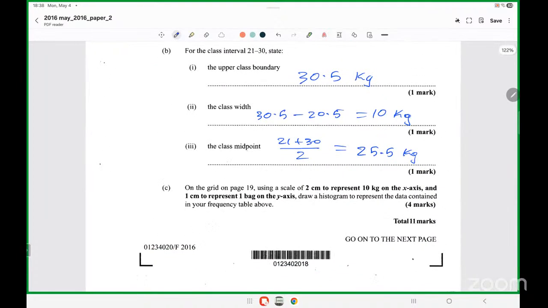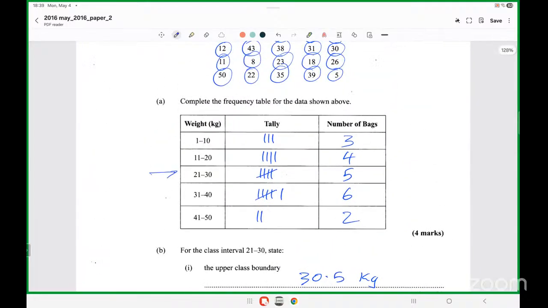It says on a grid on page 19, use a scale of 2 centimeters to represent 10 kilograms on the x-axis and 1 centimeter to represent one bar on the y-axis. Draw a histogram to represent the data. Now remember, the bars of the histogram go from boundary value to boundary value.